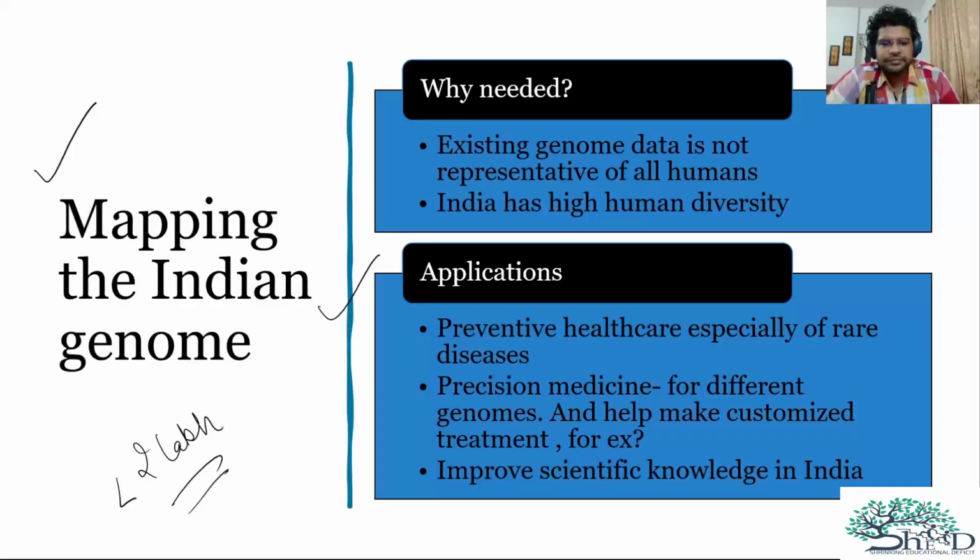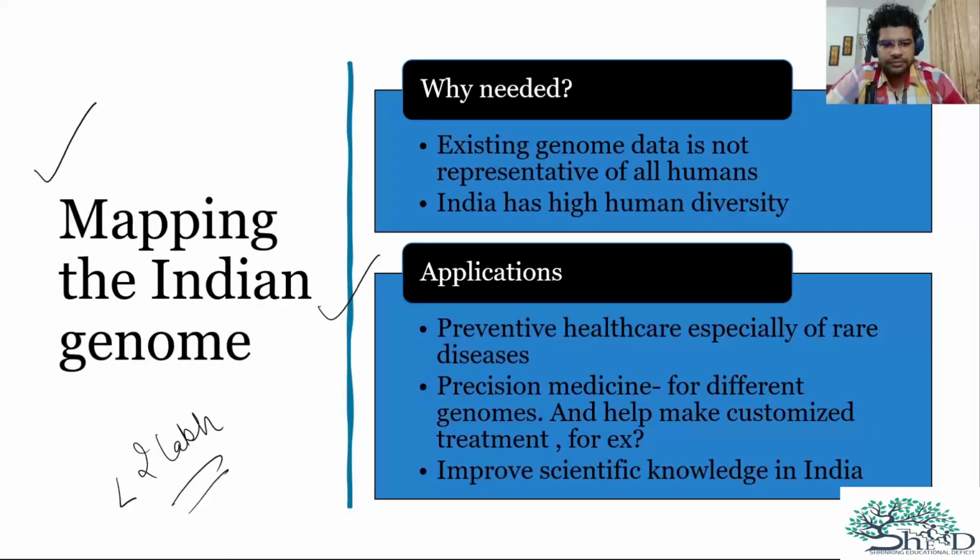Next is precision medicine for different types of genomes. I hope you understand what a genome is by now, and if you don't understand, please see the first lecture in this series, biotechnology part 1. Right. So precision medicine will be made for different types of genomes. As India has the highest diversity in genomes, it can help in making customized medicine.